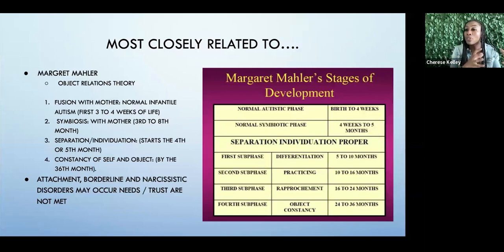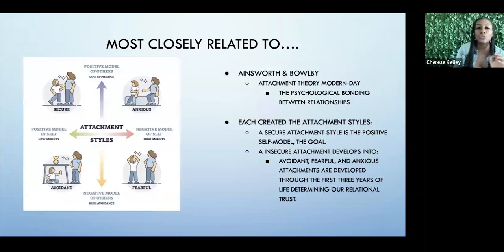That's why I went through the life cycle first, so you can understand, oh, Cherese, I get it. The object relations of the mother, if that need, that trust or mistrust, like you talk about with Erik Erikson, if that does not happen in the first 36 months, then they're going to be borderline. They're going to be narcissistic. They're going to develop attachment issues, all right? And those attachment issues become attachment styles. So that's when we get into Ainsworth and Bowlby.